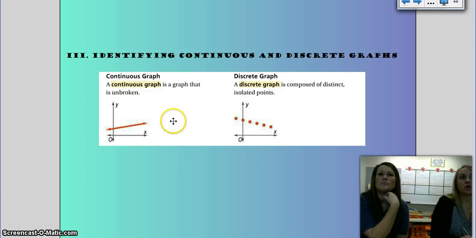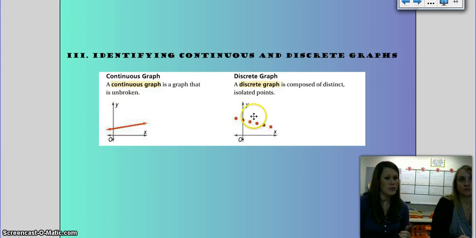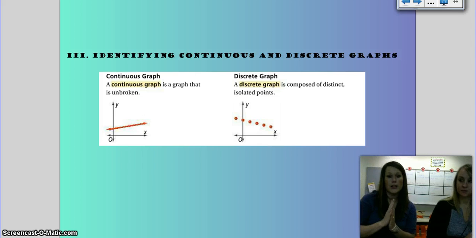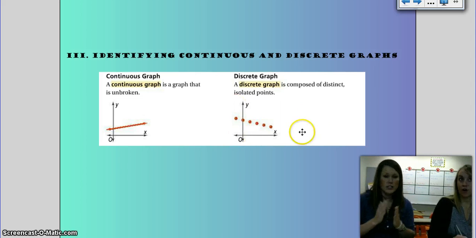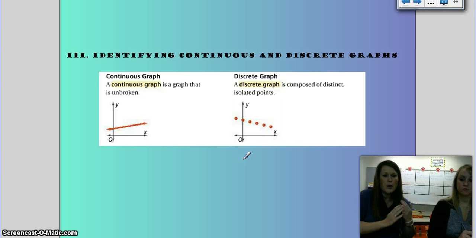Pretty easy. Continuous graph means it continues, so it's not broken. And here it says unbroken. And a discrete graph is composed of distinct isolated points. So if I'm selling t-shirts and plotting t-shirts sold and amount, it's going to be a discrete graph because I can't sell half of a shirt or a third of a shirt, or there's not a relationship between all of the shirts. It's just single parts. Right.